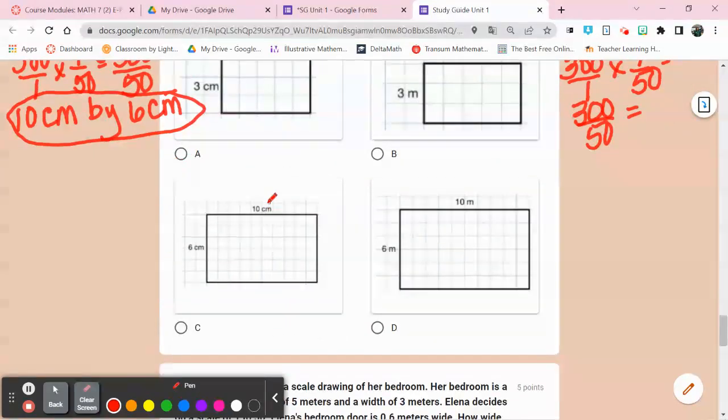6 centimeters by 10 centimeters. That's wrong because it has meters. All right. We aren't using meters on scale drawings. Way too big. Remember, a meter is bigger than a yardstick.